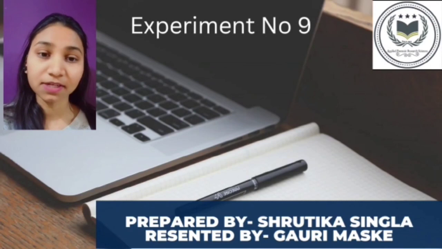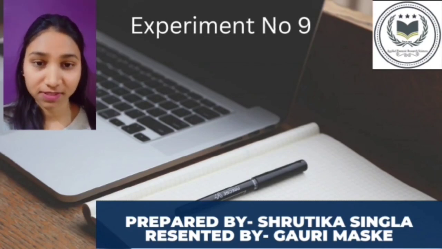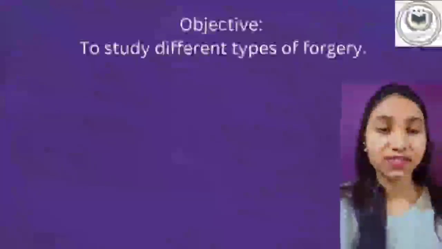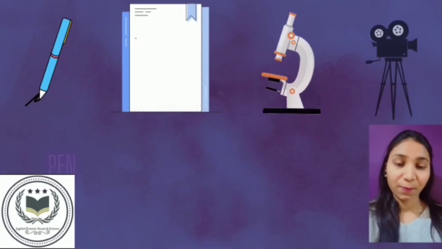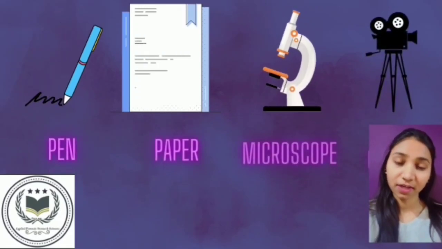Our experiment number 9, prepared by Shrutika Singla and presented by Gauri Maske. Objective: to study different types of forgery. Requirements: paper, pen, microscope and camera.